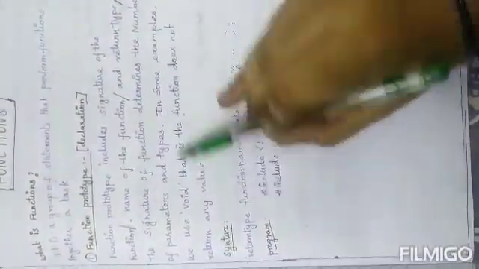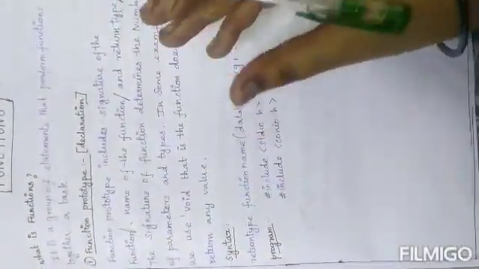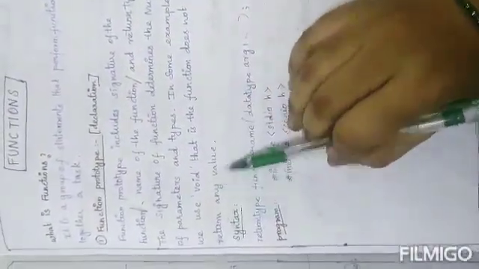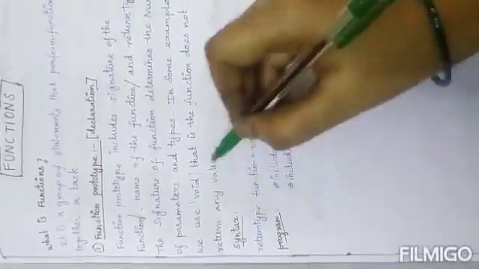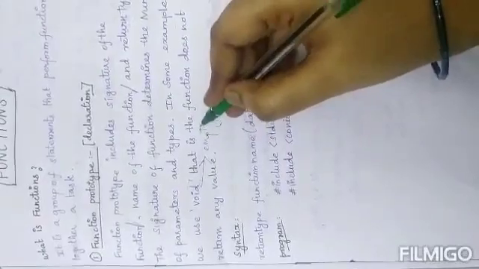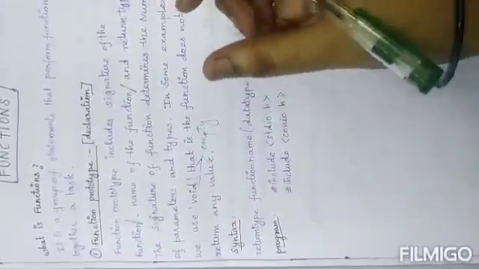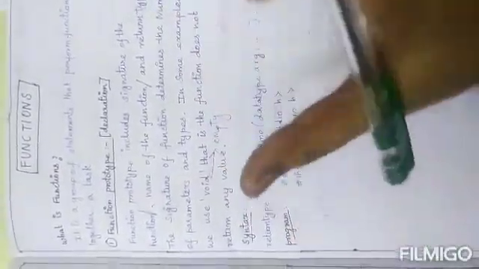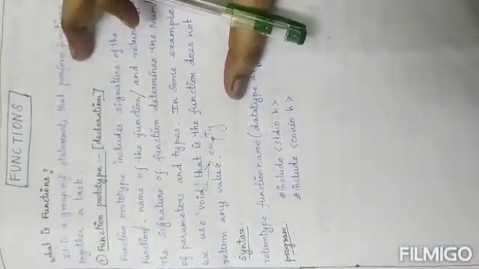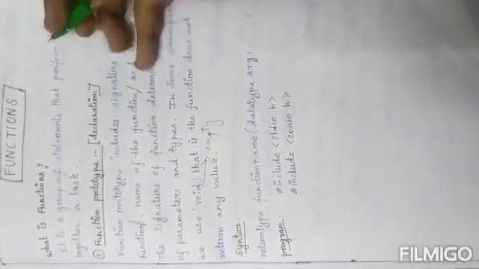In some examples we use void main. It means that the function does not return any value. The meaning of void is itself empty. So when we use this void, it means this function will not return any value. So this is the definition for function prototype or function declaration.